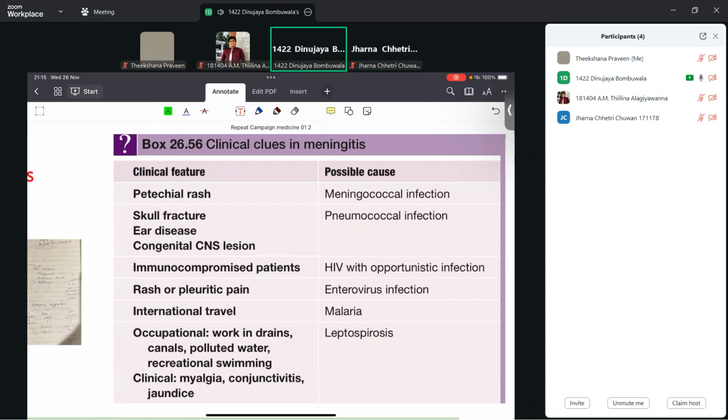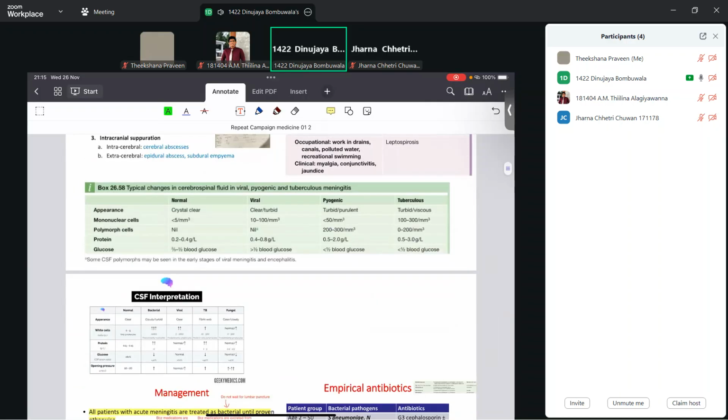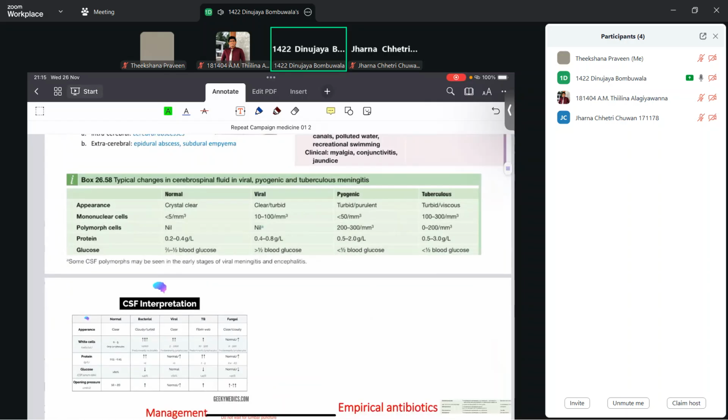In meningococcal infection, we know there is a petechial rash, in the buttocks region. Pneumococcal infection can occur with skull fractures and severe disease, and there was a previous SCQ and also a previous SBA regarding pneumococcal meningitis following a skull fracture. I can't remember exactly. In immunocompromised patients, opportunistic infections are the main causes of meningitis, and this question has been based on that.